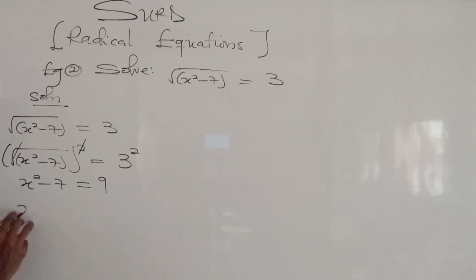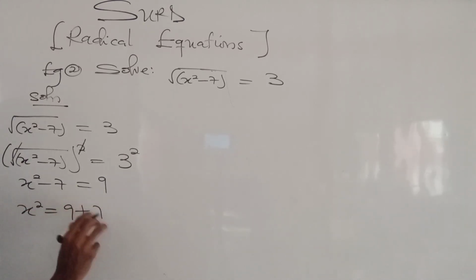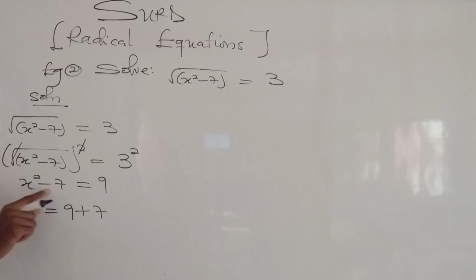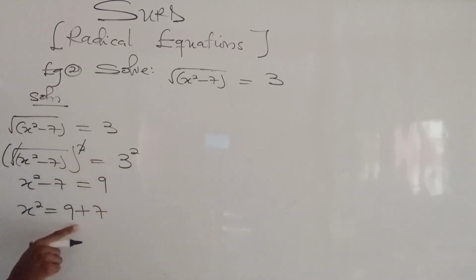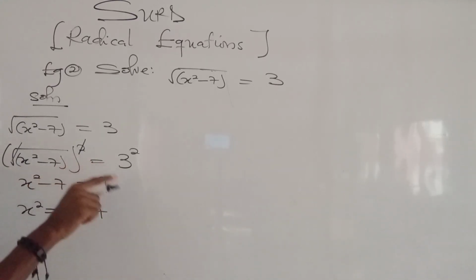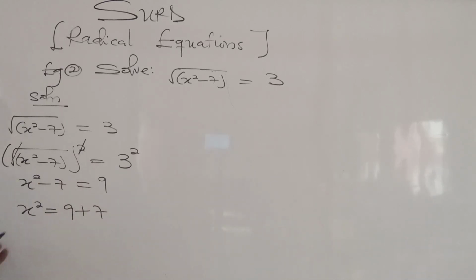So I have my s squared equals 9 plus 7. I hope you agree with me, because this minus 7 goes there to join the 9. It is negative, but when it crosses the equal sign, it becomes positive. So we are going to have s squared is equal to 9 plus 7, which gives 16.